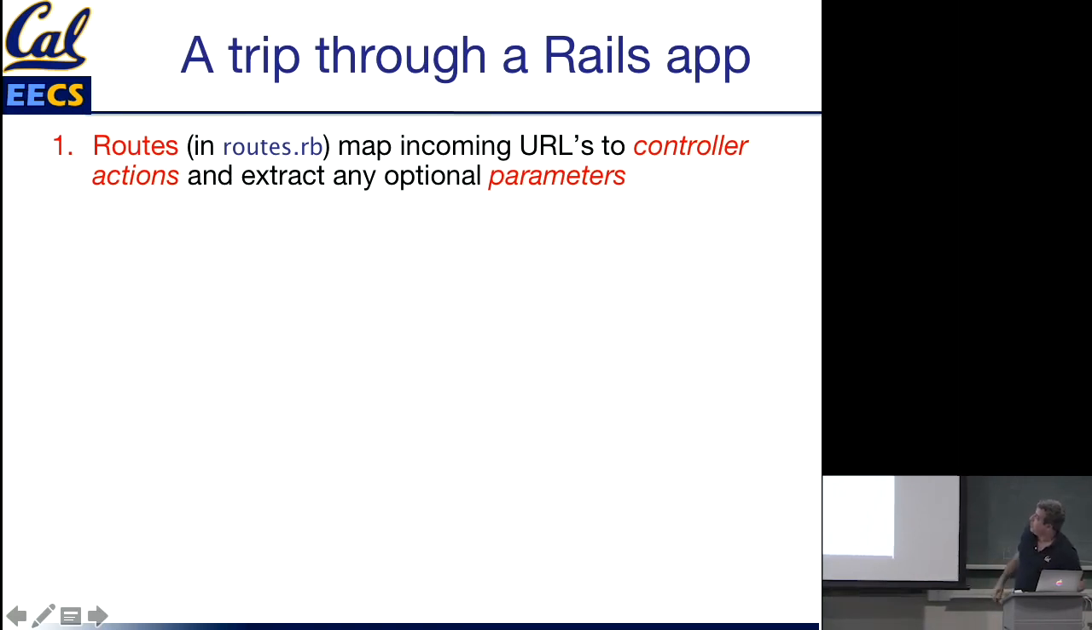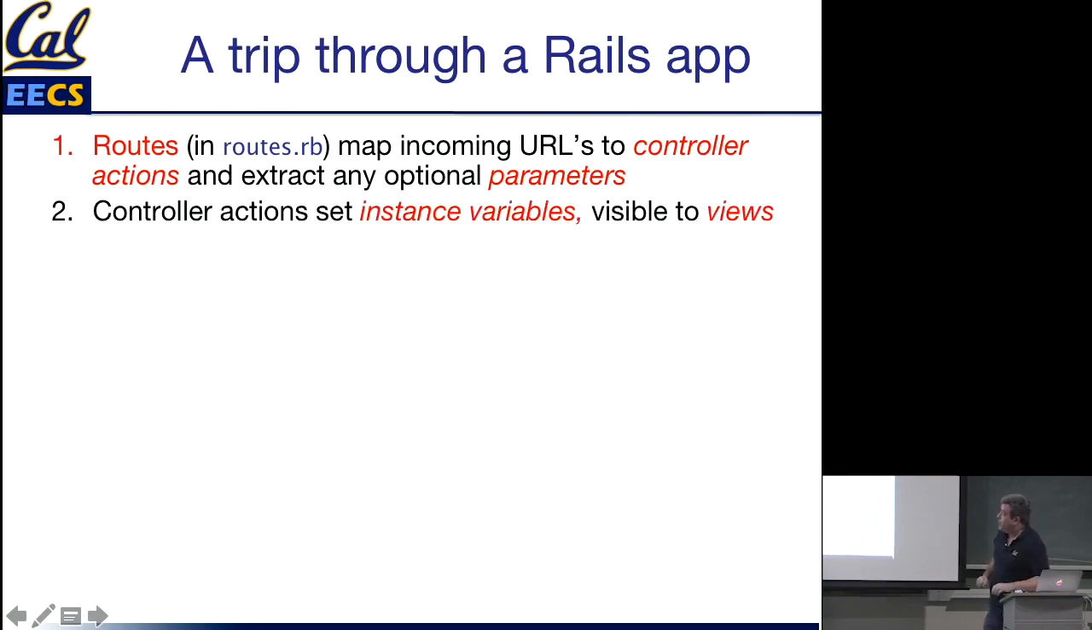Just as with Sinatra, the controller action is the piece of code you write. And any optional parameters from the URI will be extracted for you and put into a nice hash. It even has the same name. Just as in Sinatra, the code in the controller action will set up instance variables, and those instance variables can then be consumed by the views.